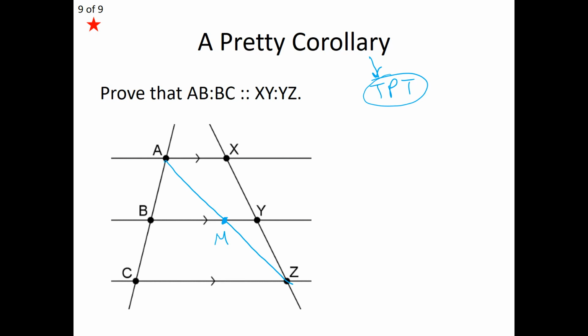Now, with the construction of AZ, you've got yourself some triangles. Notice you have triangle ACZ. Let me draw that one out, ACZ. And you have triangle AXZ. So now, thinking in terms of our triangle proportionality theorem, we have a parallel cutting through a pair of triangles. Use that information to arrive at your conclusion. It's not actually a very difficult theorem to prove because it is a corollary. You already have TPT, a theorem of significance, to help you prove this.